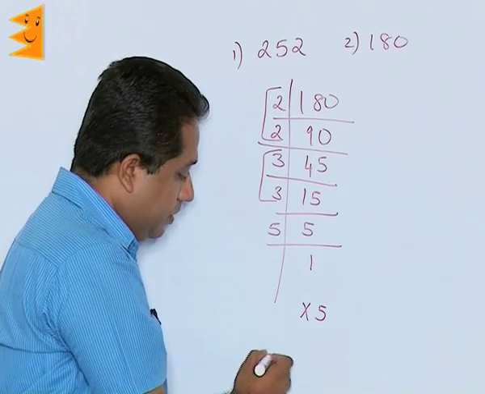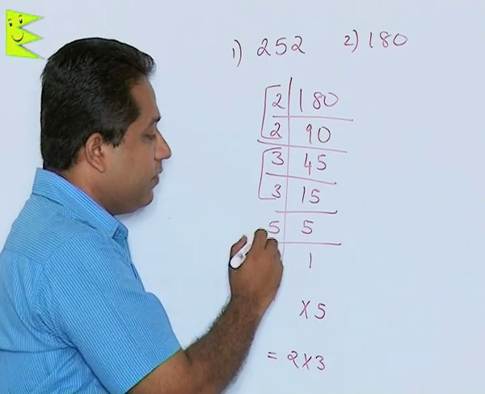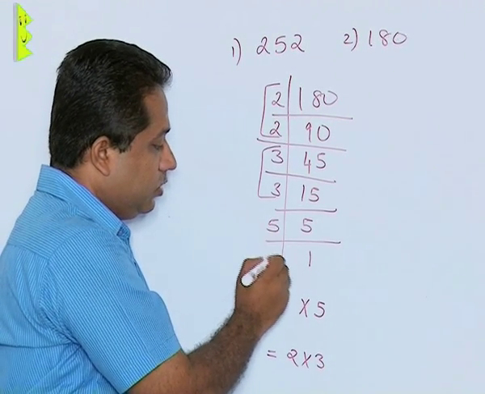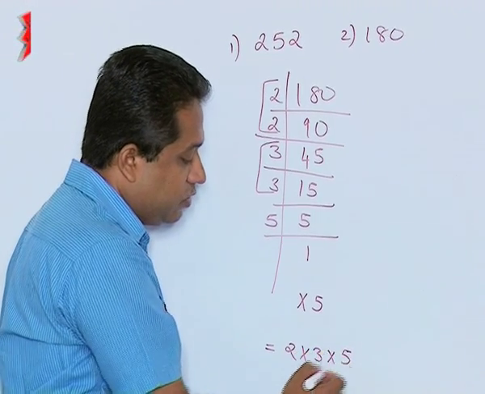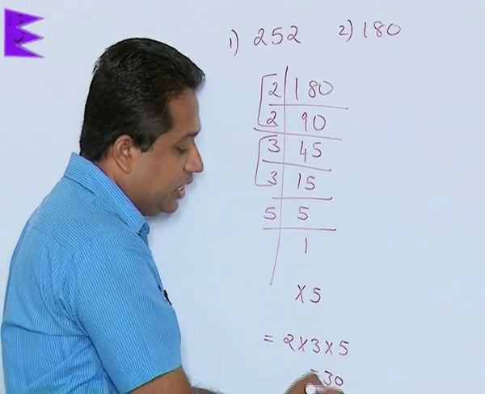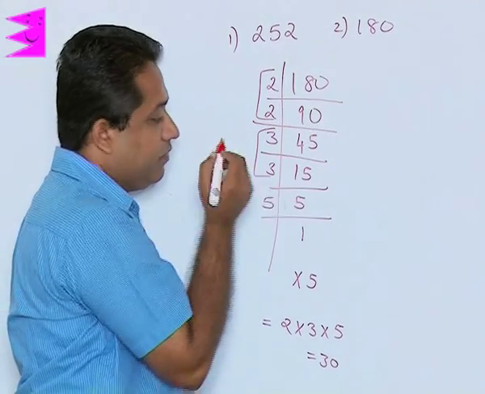So that is going to be 2 into 3, and when I multiply it by 5, there will be 2 5s, and that becomes a pair. So 2 into 3 is 6, 6 into 5 is 30. So this 30 is the square root of the number when I multiply 180 by 5.